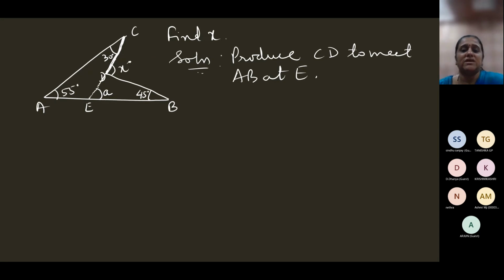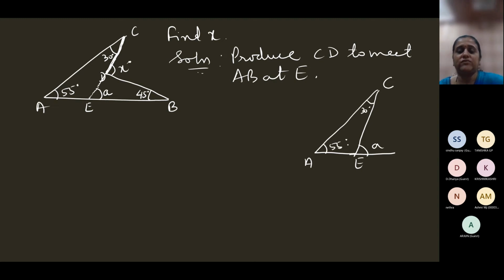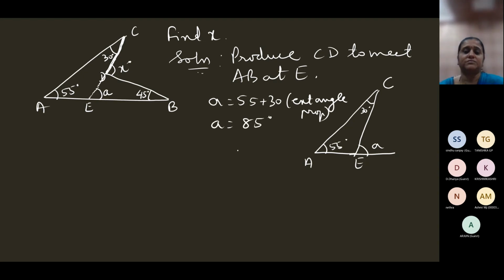Exterior angle property. See, it's like this. See the figure like this. There is C here, there's A here and E here. And this is that angle A. This is 30 degrees and this is 55 degrees. So exterior angle property: A is equal to 55 plus 30. So A is equal to 85 degrees.